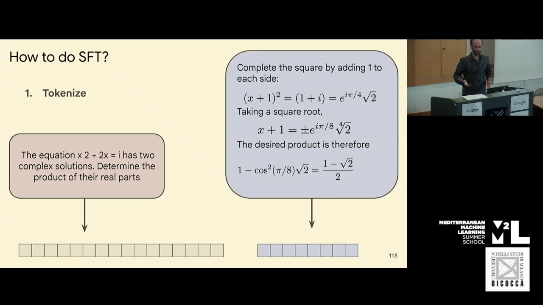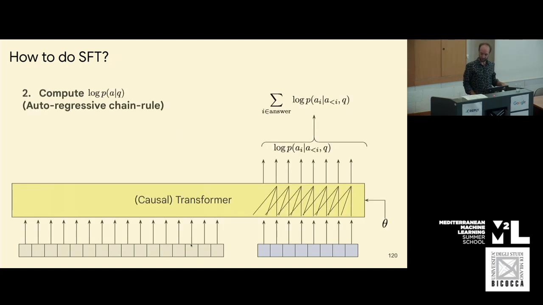Very quickly, a refresher on how to do SFT. I take my question and my answer. I tokenize them. So now I have two sequences of tokens, which are just integers. I feed both of these to my causal transformer.